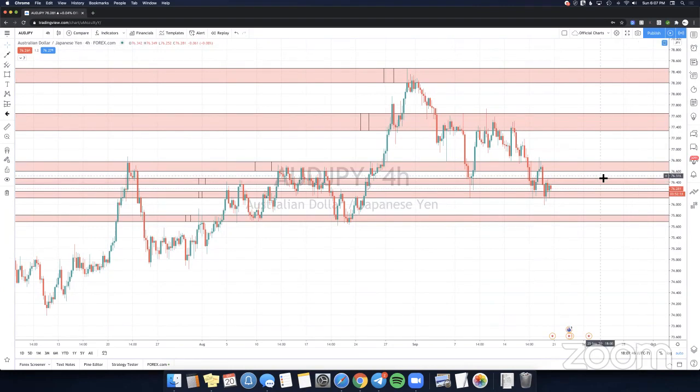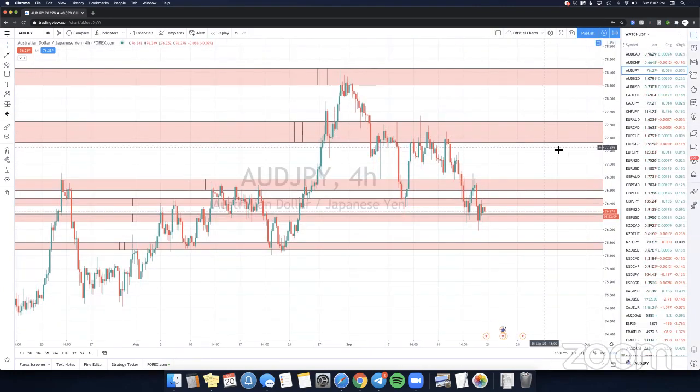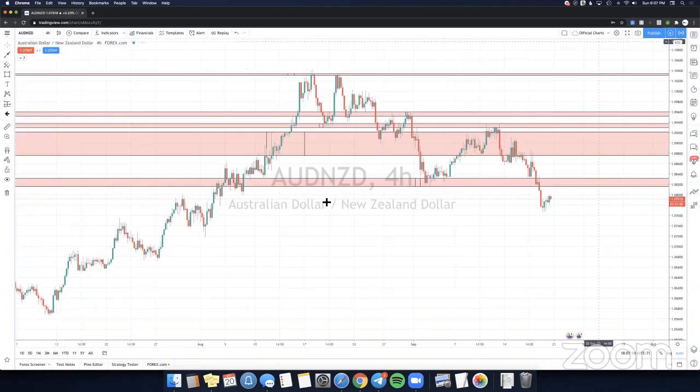So let's keep going further. So it's odd JPY right there. Sure, no problem, Kimberly. Next pair is going to be odd NZD. So I have these lined up from last week. I'm just going to delete that.